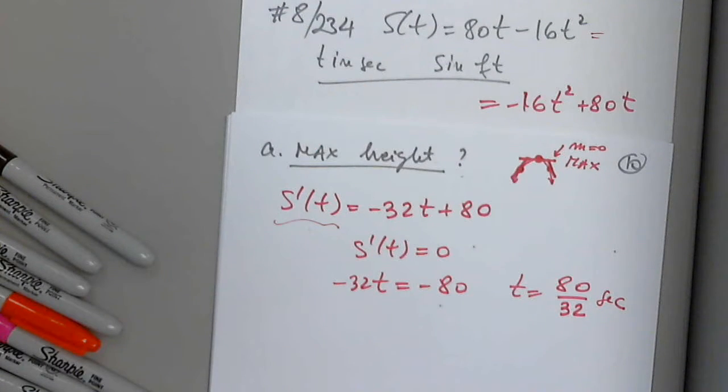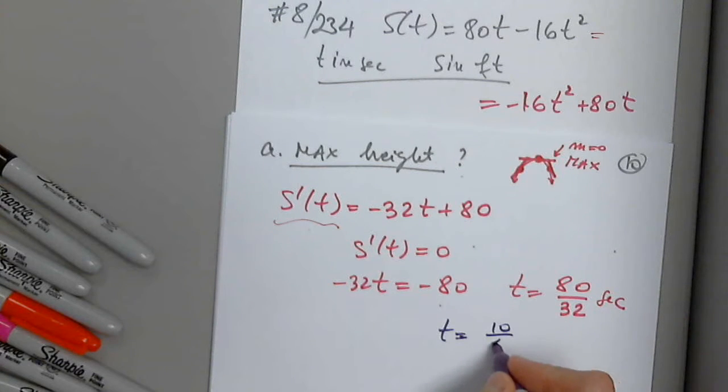So I'll simplify by 8. And what do I get? I get 10 divided by 4. And I'll simplify by 2. And I get 5/2 seconds.